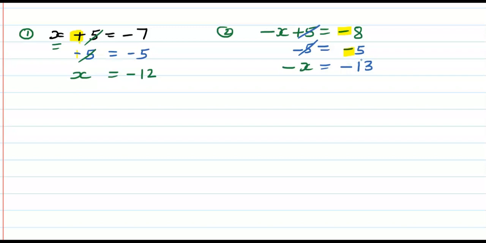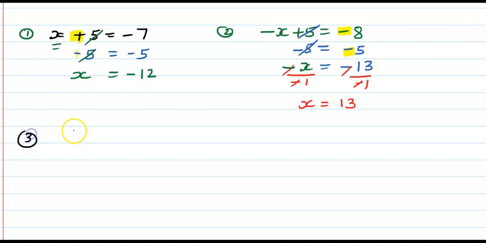Now we want x, we don't want minus x, so what we can do is divide by minus 1 on both sides, divide by minus 1 and divide by minus 1. So this minus and minus cancel, x divided by 1 is x, any number you divide by 1 you get the same number, and this minus and minus cancel out, 13 divided by 1 is 13.